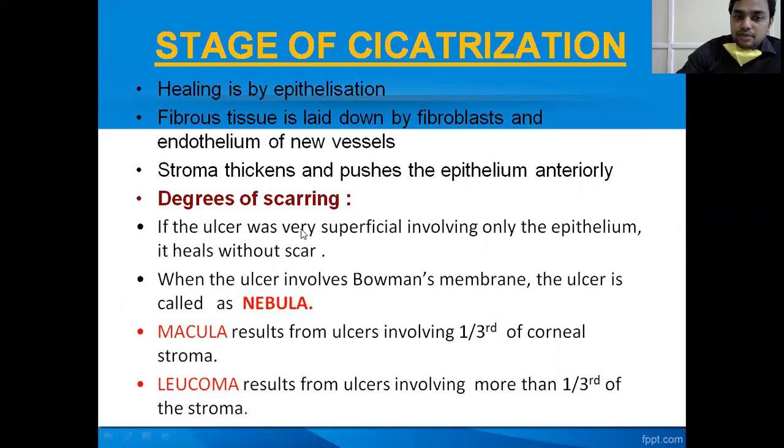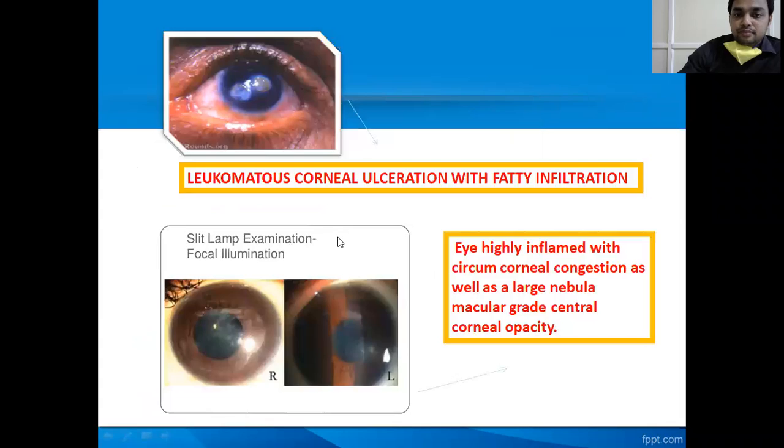There are different degrees of scarring. If only the epithelium is involved, it regenerates without any scar formation. If only Bowman's membrane is involved, it leads to a scarring called nebula. This is a superficial scarring. This we call a nebula. If one third of the stroma is involved, we call it a macula. And if more than one third of the stroma is involved, we call it a leucoma.